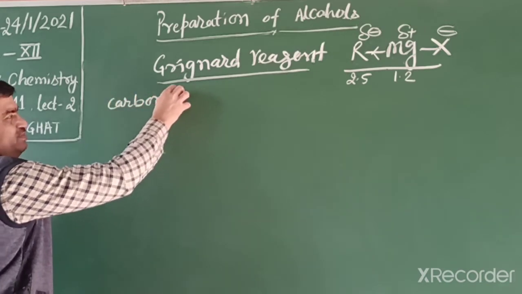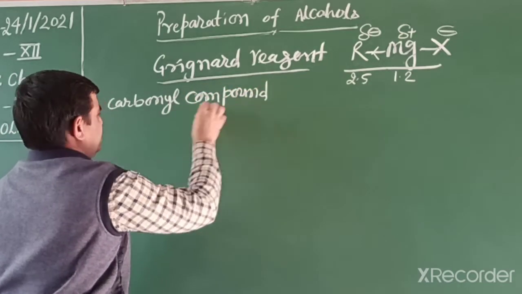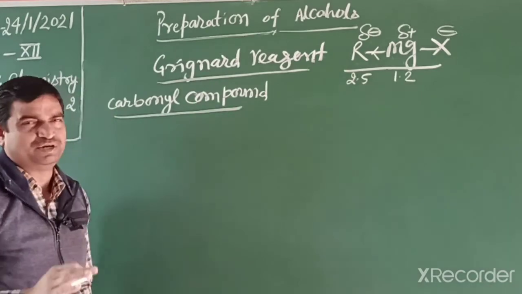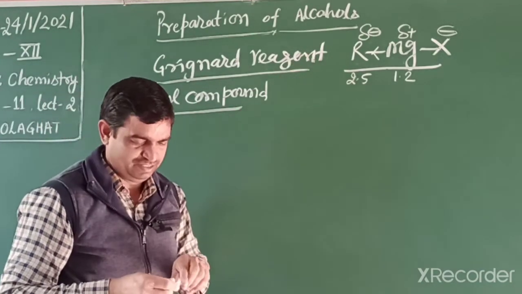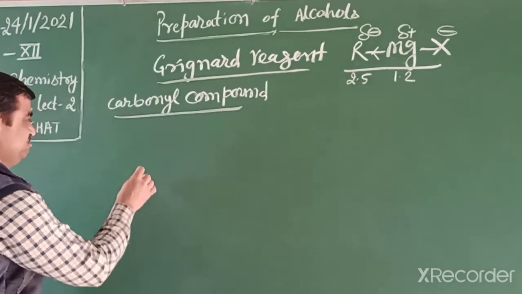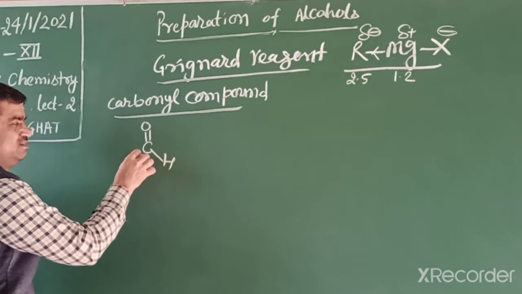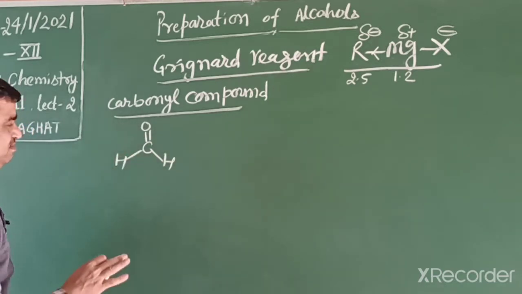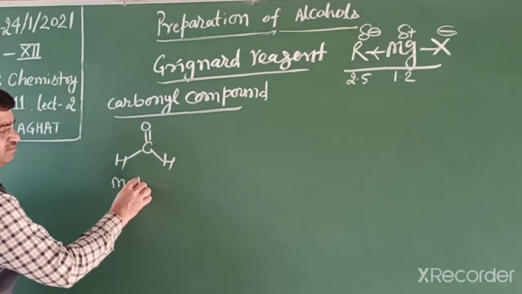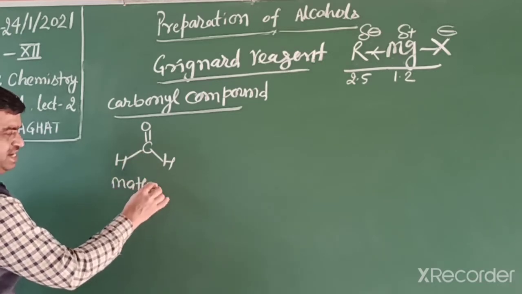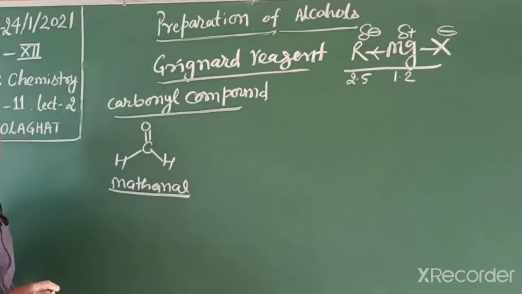Carbonyl compound. In this reaction we get all types of alcohol: primary, secondary, tertiary. All alcohols we can prepare by this reaction. So first we take the compound formaldehyde, meaning methanal, formaldehyde, and methanal means the first aldehyde.